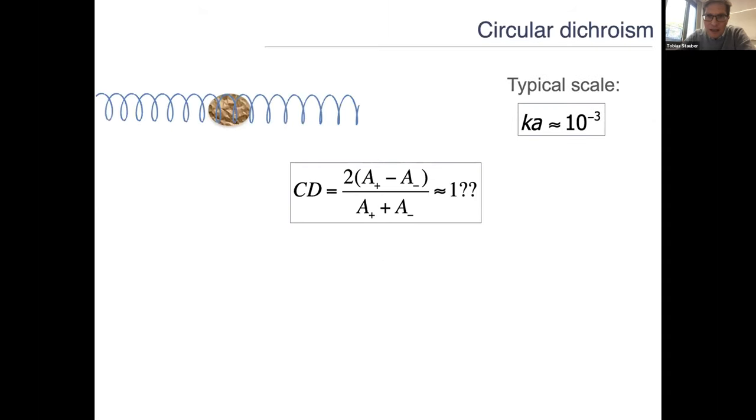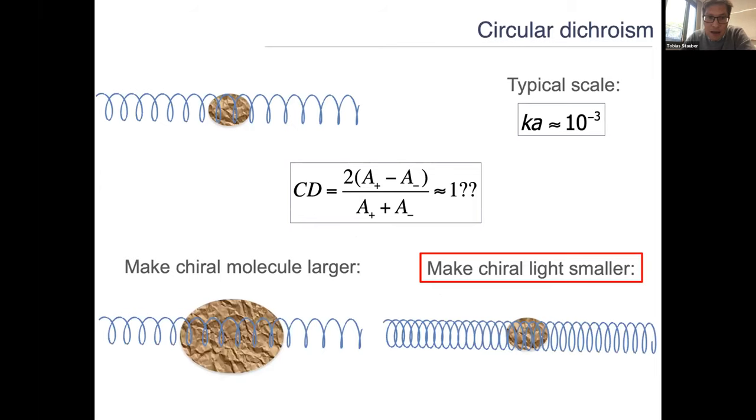Now the dream would be to make this a large quantity, to have a very large circular dichroism of the order of unity. And is this possible? Well, you can do it either way. You can make the chiral object, the chiral molecule, larger, and then you match the two scales, which are totally different, and make it larger. And the other direction would be to make chiral light smaller, so you squeeze in light. And this is what I would like to propose here and what I will show is possible with these twisted structures, using this inherent chirality that is given.